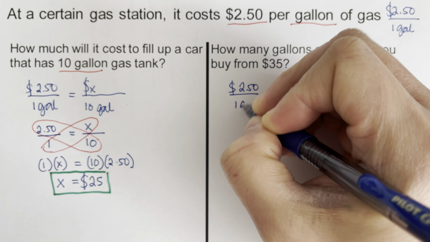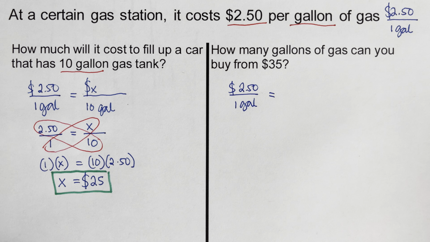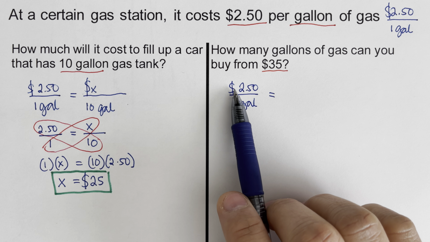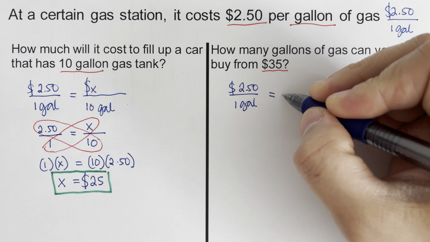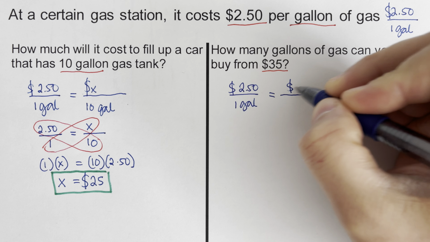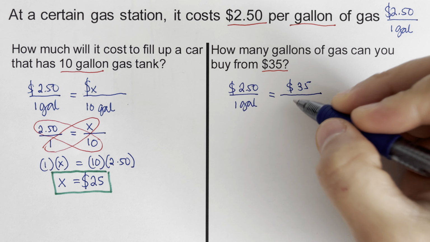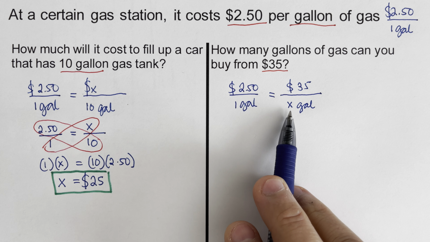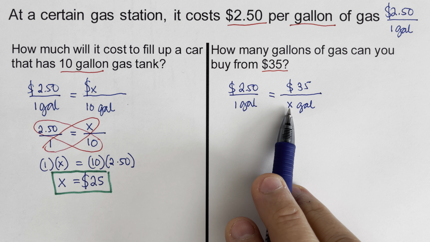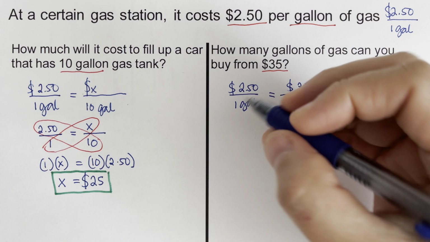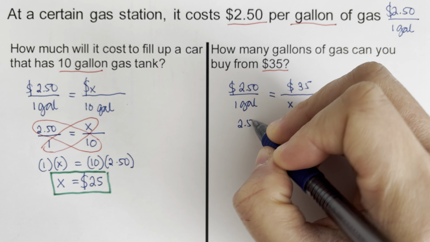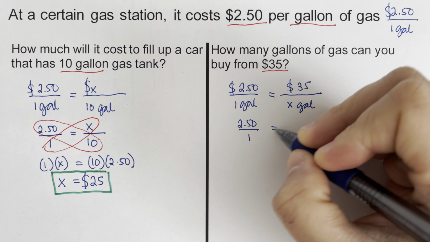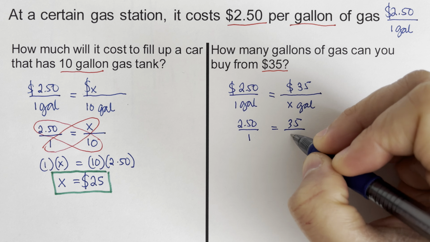That would be 2.50 over 1 gallon. Now this time around in this problem, we are given $35. If you see the ratio that we established, the dollar is on top and the gallon is at the bottom. So this 35 is going to go to the top. I write 35 there, and then I write x gallons, and that makes sense because we don't know how many gallons, so we represent it as x. Then we get rid of the units, so this would come out 2.50 over 1 is equal to 35 over x.